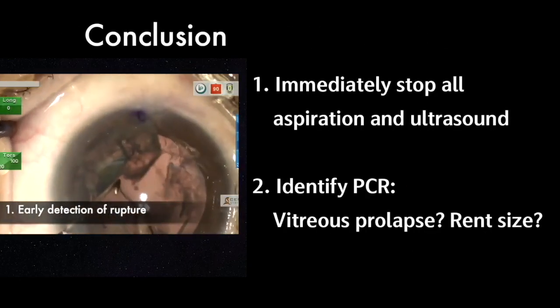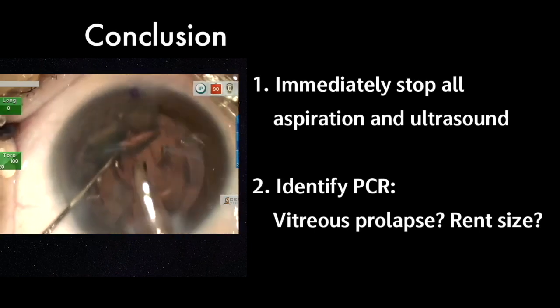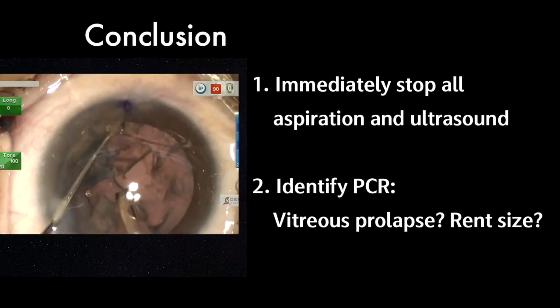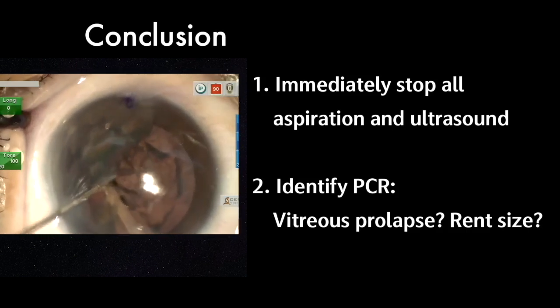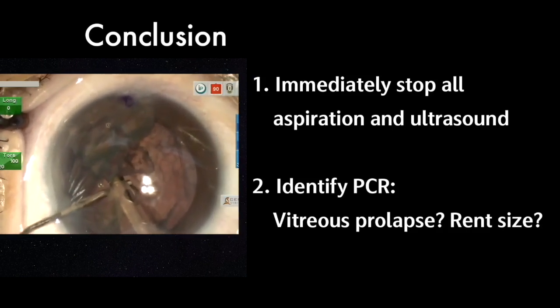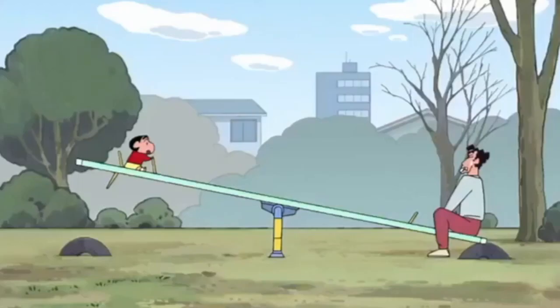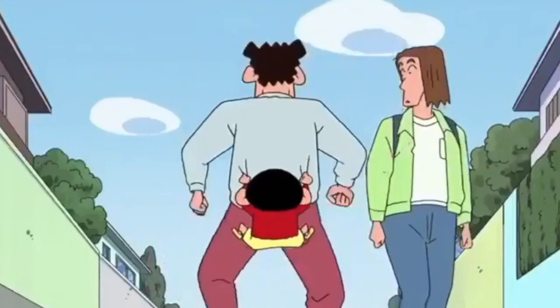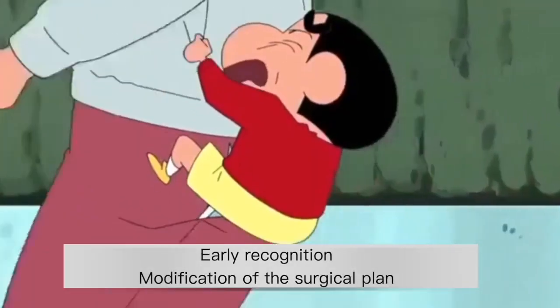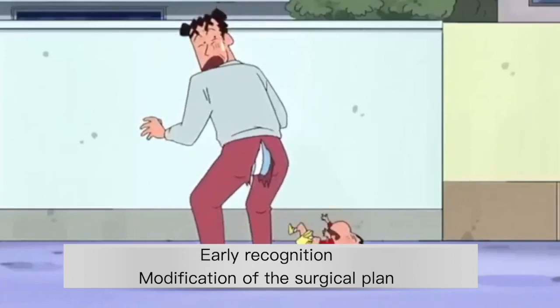Most posterior capsule tears are small in the beginning. Early recognition can limit the consequential complications. However, it requires the surgeon's alertness and experience. Once any doubts arise, immediately stopping all aspiration and identifying the tear are the first steps to prevent serious complications with a higher incidence of permanent visual disability. Improper management may lead to advanced complications. Early recognition of PCR with appropriate modification of the surgical plan is key to a good postoperative outcome.